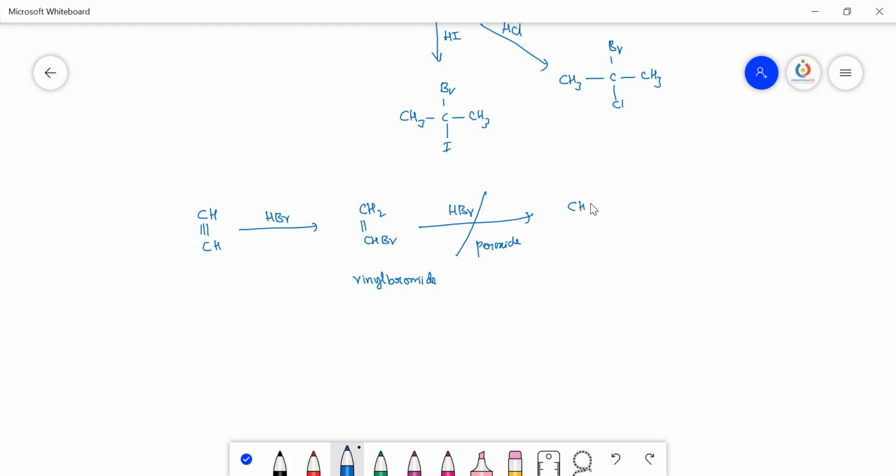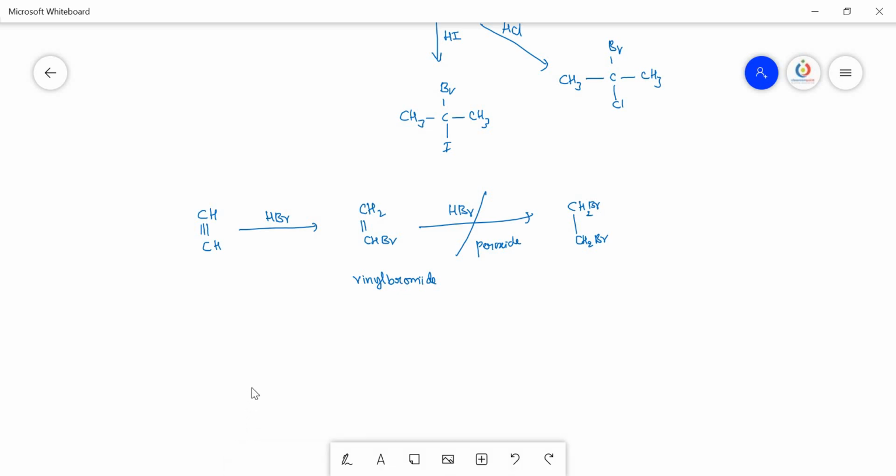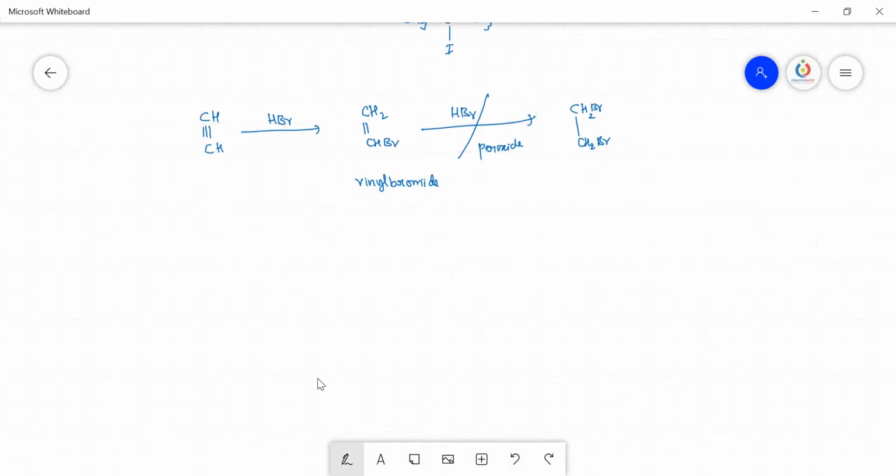So you will get the CH2Br and here also CH2Br. So it is called 1,2-dibromoethane. Okay. So apart from this, in some particular reactions, it is not necessary to use only HBr.